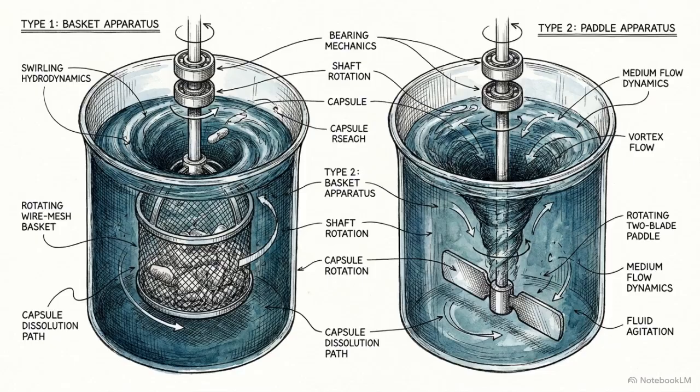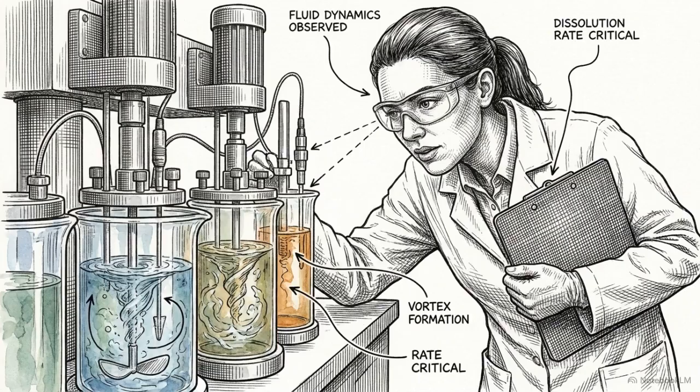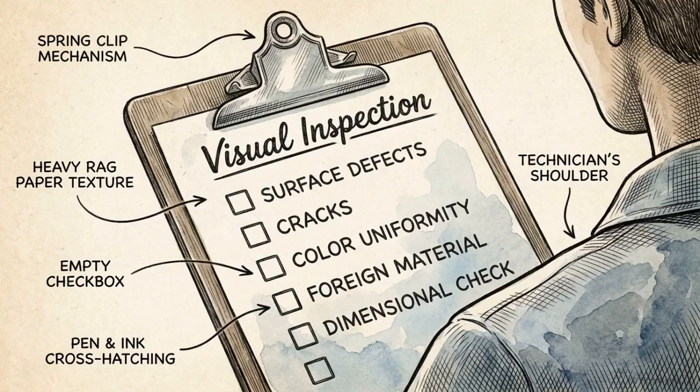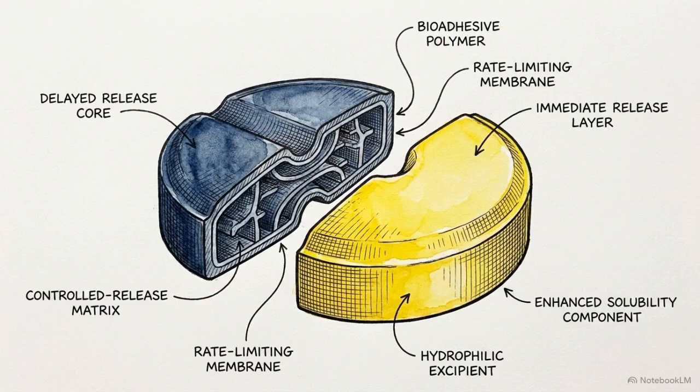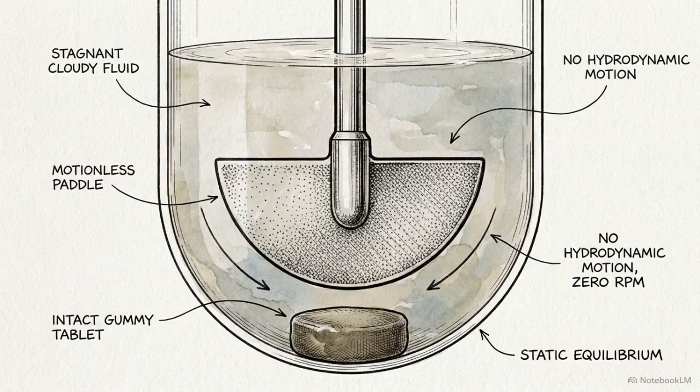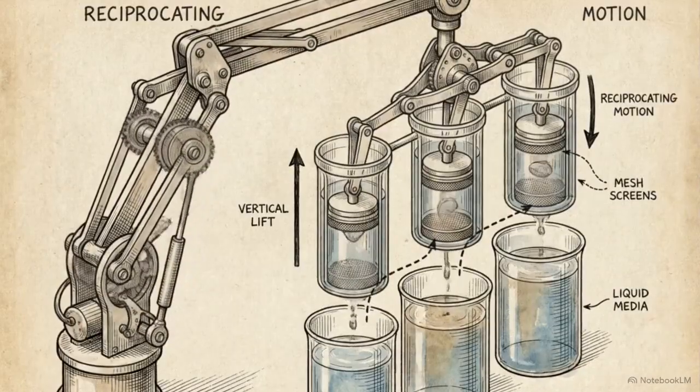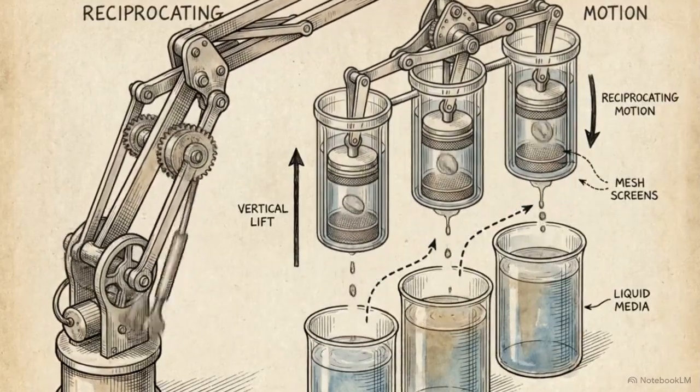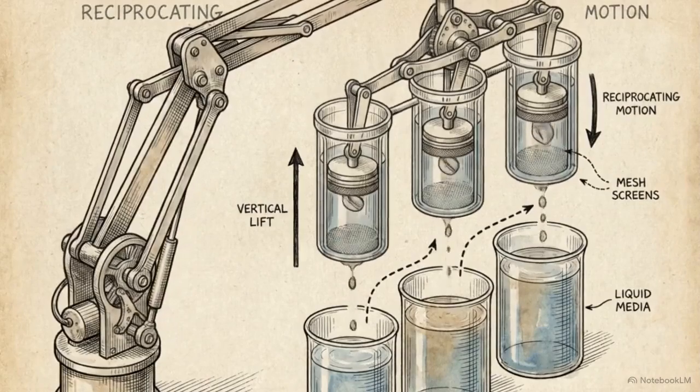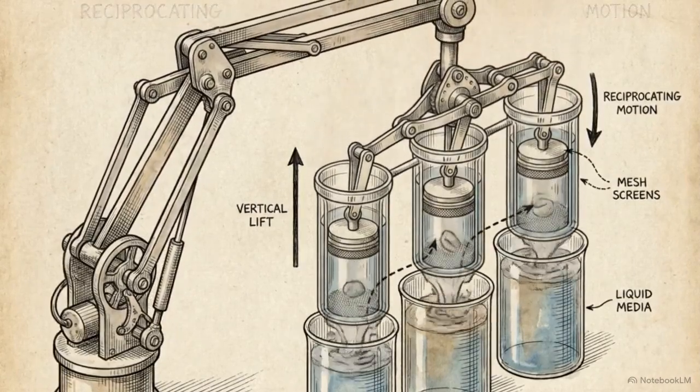While Types 1 and 2 are fast and cheap, their reliance on basic stirring means lab techs must constantly monitor the run for physical failures like clogging or coning. Complex formulations, like 24-hour extended-release pills or highly insoluble drugs, break the capabilities of standard paddles and baskets. This brings us to Type 3, the reciprocating cylinder. Instead of stirring, this machine operates by physically dipping the samples up and down.